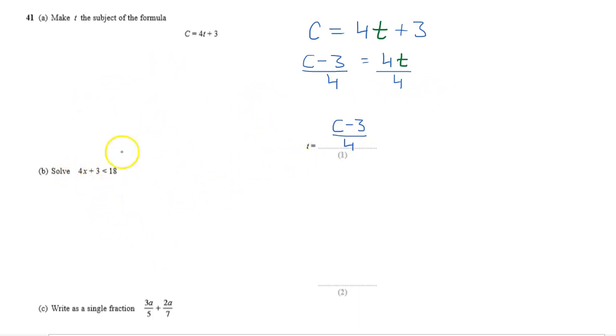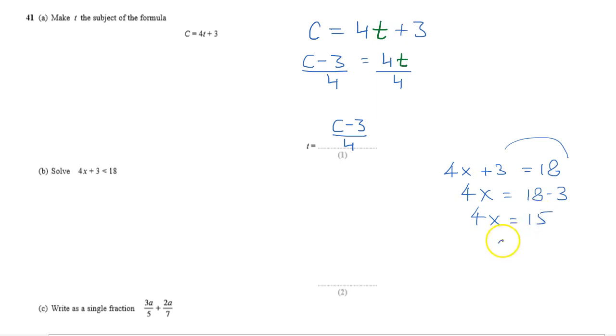Now part B, 4x plus 3 is less than 18. My advice to you is work it as an equation. So 4x plus 3 is equal to 18. Now you take 3 this side. So 4x is equal to 18 minus 3, which is 15. So x is equal to 15 over 4.